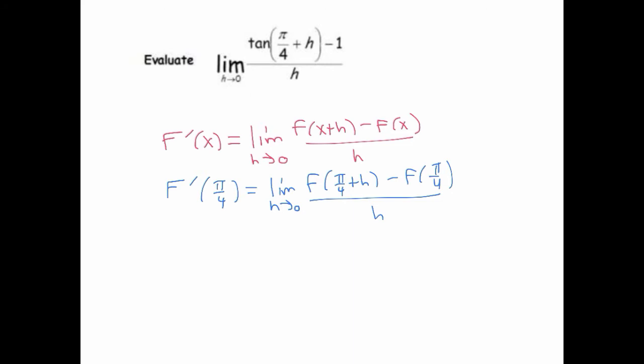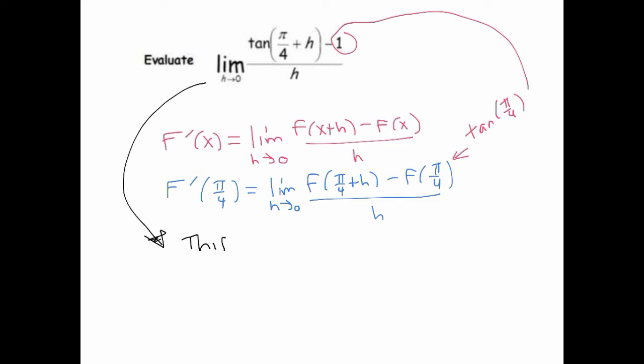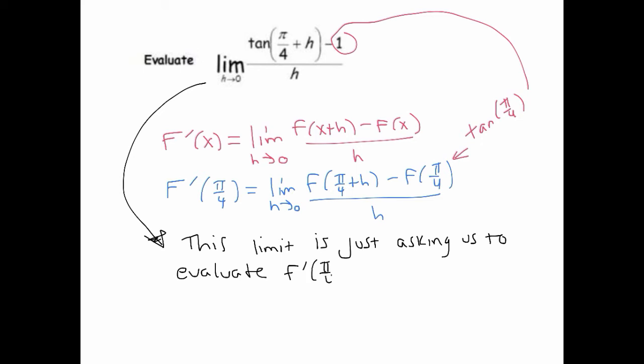You should note that if f of x is tangent, the tangent of pi over 4 is actually 1. Right? Tangent of pi over 4 does give me this 1 here. So the point is that this limit is just asking us to evaluate f prime of pi over 4 if f of x equals tangent of x.